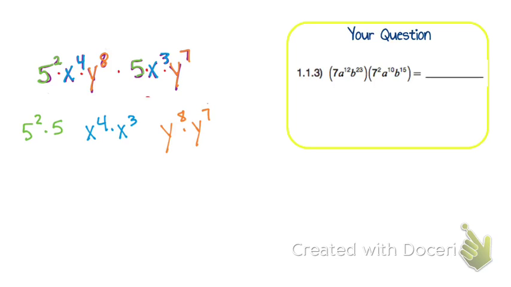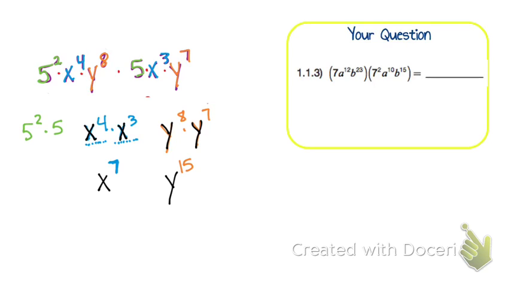So remember, when you have numbers that have the same base, like this x and x being multiplied together, what do we do with those exponents? We add them. So this is x to the 4 plus 3, and 4 plus 3 is 7. Because this is saying x is multiplied together 4 times, and then 3 more times, so a total of 7 times. Let's do that with the y's as well. This is y's multiplied together 8 times, and y's multiplied together 7 times. So in total, it's multiplied together 15 times.